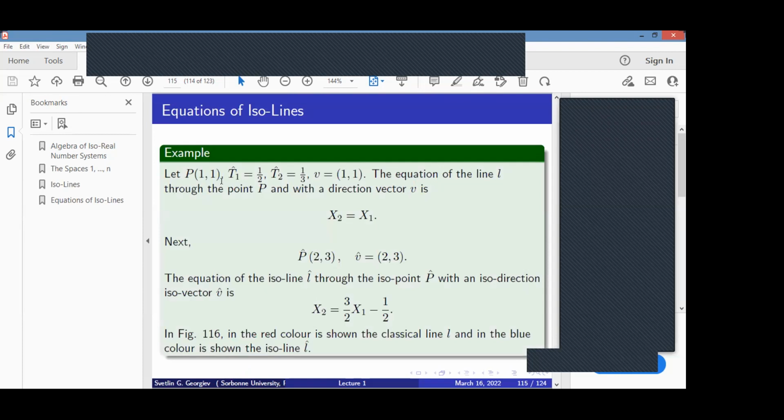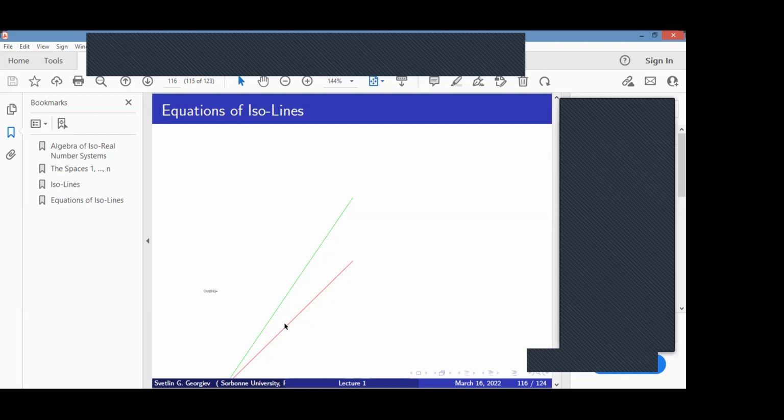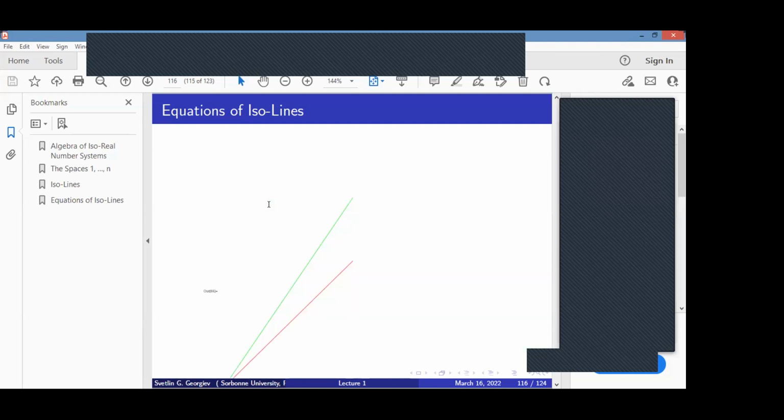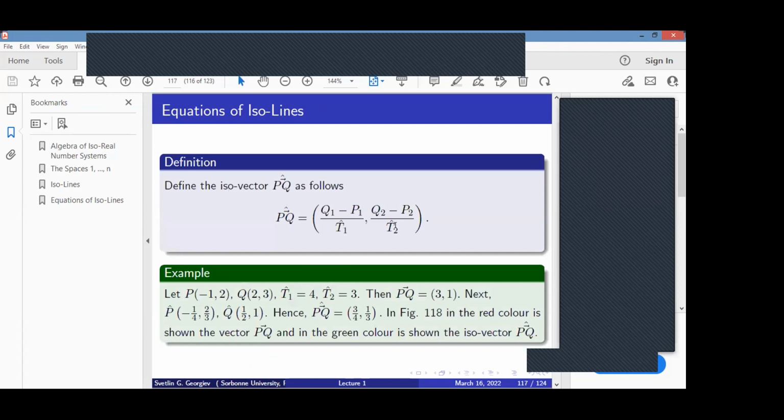And then, as another example, we take the point P, 1, 1, the isotopic elements to be this one, and the direction vector to be this one. The classical line equations are given in this way, but the equations of the iso line are this one. This equation is different than this equation. In red color is given the classical line, in green color the iso line. If we consider the angle in this direction, the angle is very big, but the isotopic elements are very small. In the next lecture, we investigate how this angle increases and decreases depending on the isotopic elements head T1 and head T2.